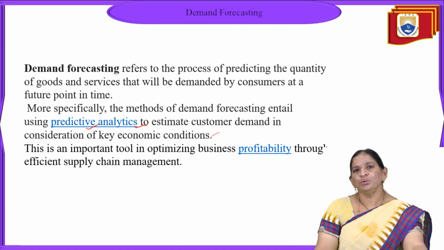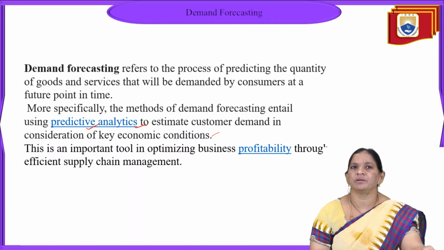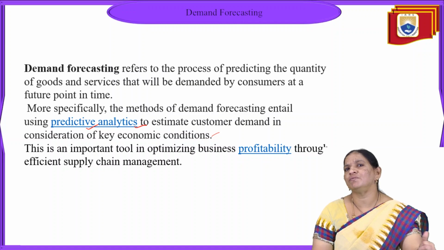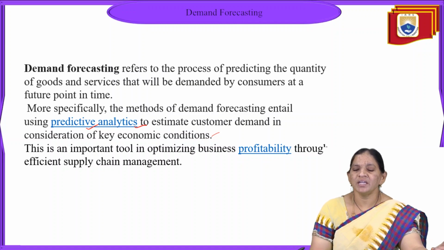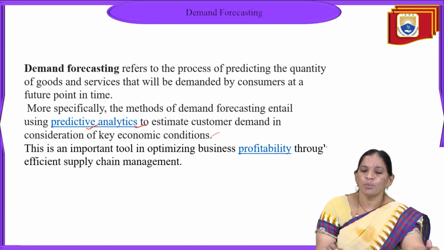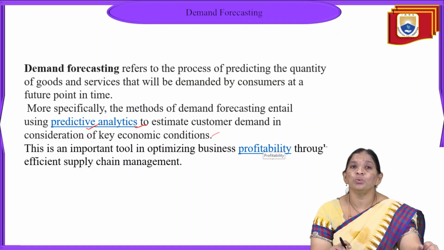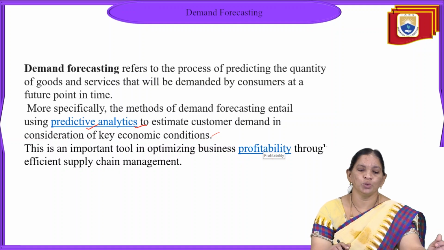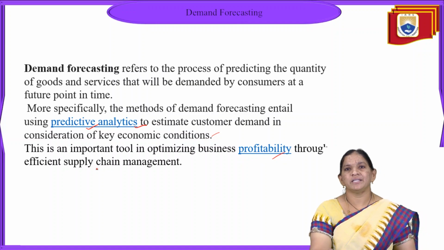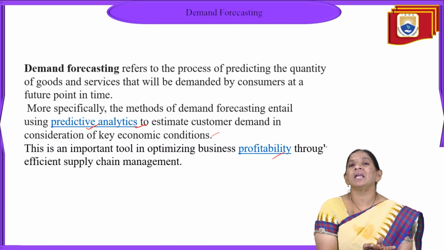Another important tool in optimizing the business is profitability through efficient supply management. Demand forecasting is utilized in predicting, so that we can optimize. Why do we want to go for forecasting or predicting? Our main motive is to supply more goods at a higher price. The requirement is increasing the profits, means profitability. How will the business optimize to get profitability? Through good and efficient supply chain management, means immediate supply, so that goods are sent to the market at the accurate time.